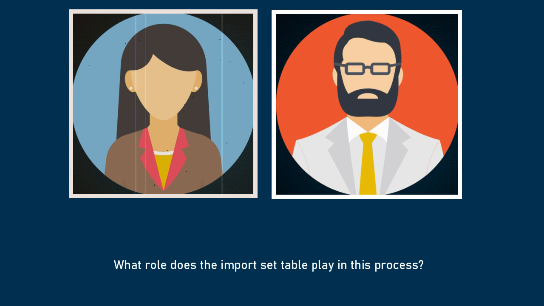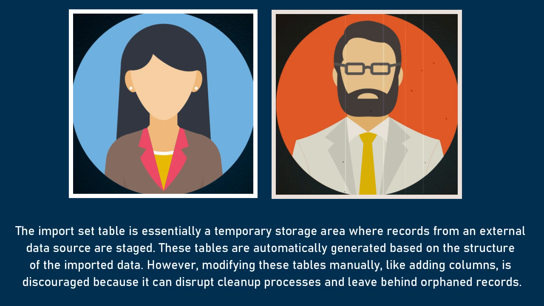That's great. What role does the import set table play in this process? Okay, sure. The import set table is essentially a temporary storage area where the records from an external data source are staged. It means they are there for a temporary purpose. These tables are automatically generated based on the structure of the imported data. For example, if you have imported data from an Excel file, the table structure will be created based on the columns of the Excel, like its fields will be created.